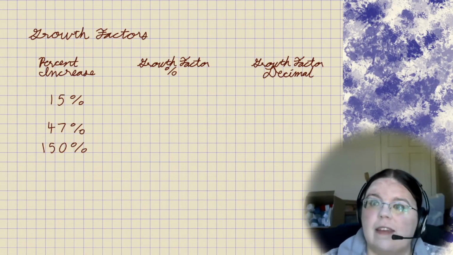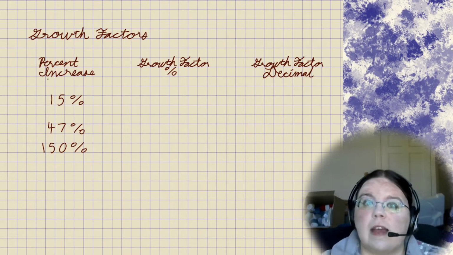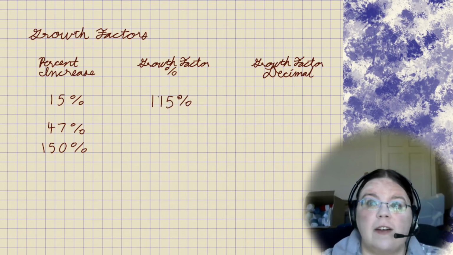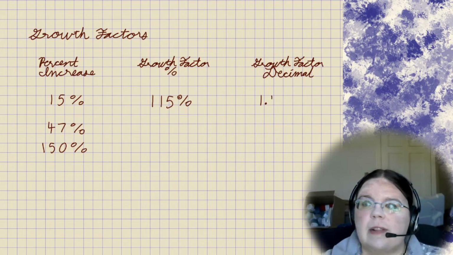Here's how we handle this. If we have, for example, a 15% increase, that means we would add on the 15% to the previous 100%. So in all, you would have 115% of what you started with. So you just add on the 100% that you started with. Then you convert that to a decimal, to 1.15, and that is your decimal growth factor that you can just multiply on and have your answer in one step.